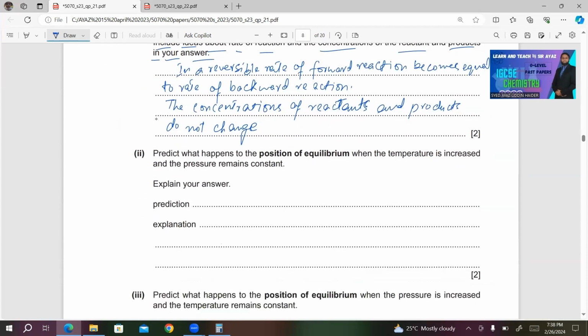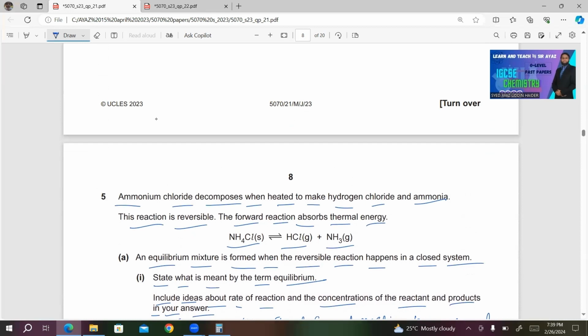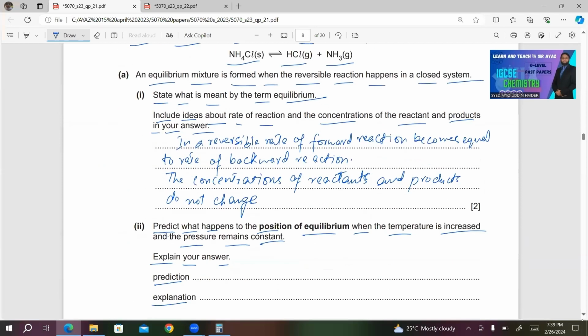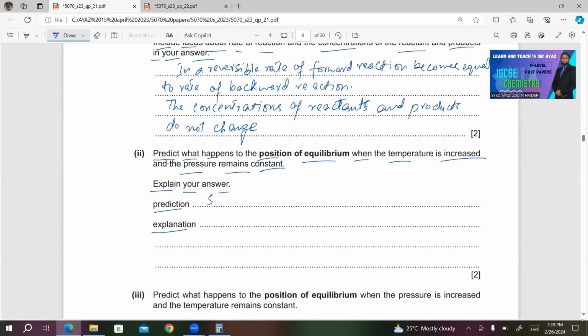Part 2: predict what happens to the position of equilibrium when the temperature is increased and the pressure remains constant? Explain your answer. They are asking for prediction and explanation. So look at this reaction. You should know the forward reaction absorbs thermal energy, which means it's endothermic, which means it favors high temperature. So if you increase the temperature, equilibrium will shift to the product or right hand side. What is the reason?